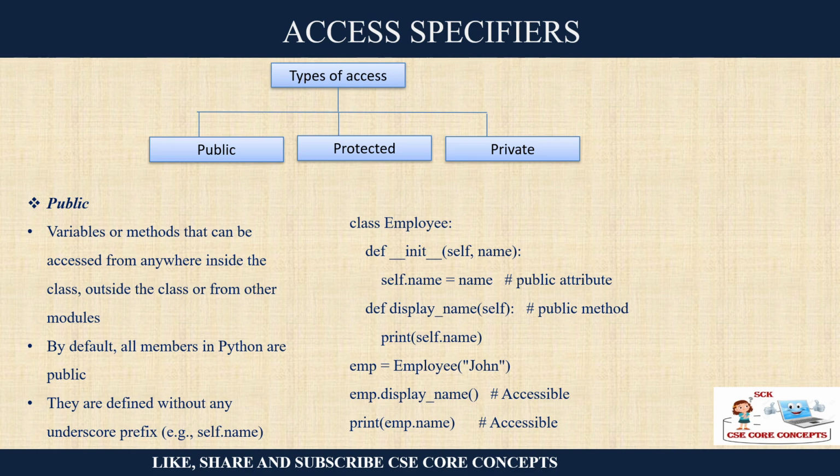What are the types of access? We have three types of access. One is public, second is protected, and the third one is private. Public is what we have been doing so far. Whatever types of variables and methods we have discussed, they are all public. You don't need to mention anything specifically if you are declaring something as public.